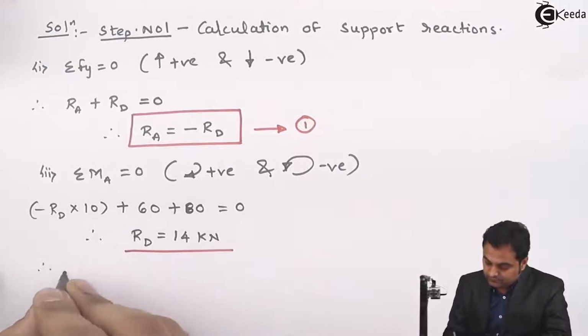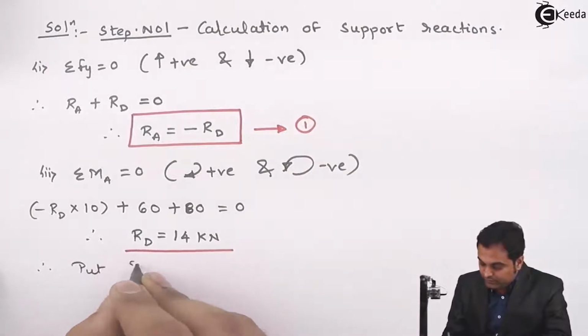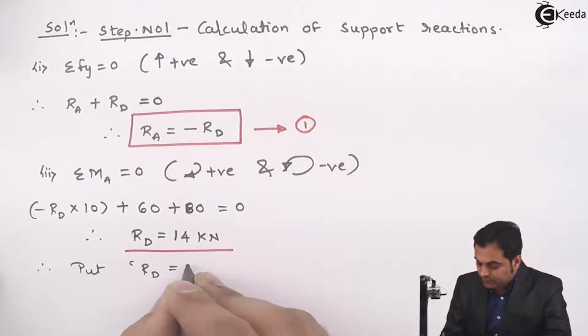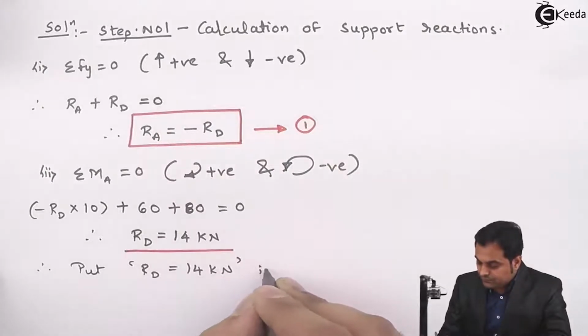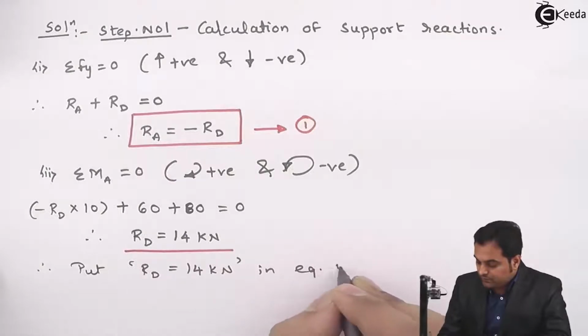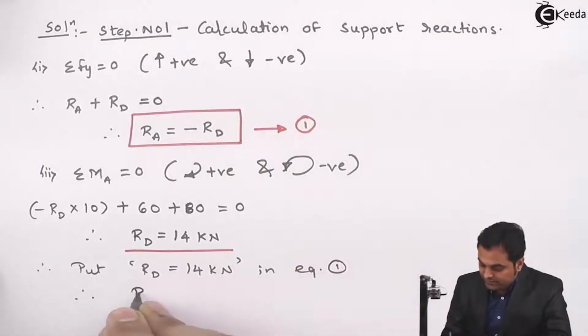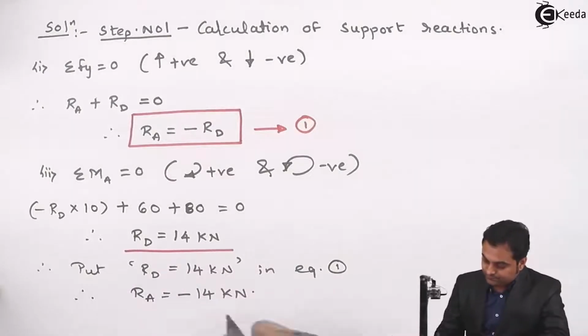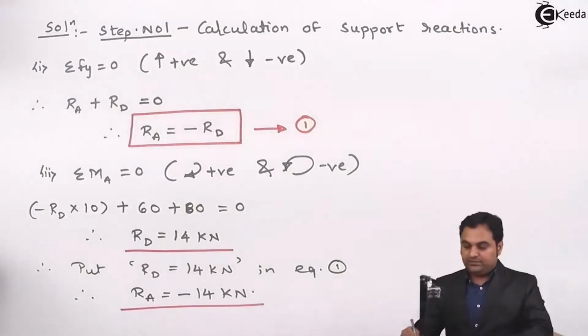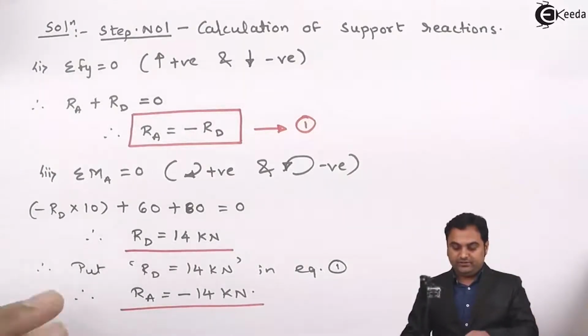Therefore, put Rd equal to 14 kilonewton in equation 1. So we have Ra is minus Rd, so that will be minus 14 kilonewton. So here we complete step 1, that is, we have calculated the support reactions. Next, step number 2.